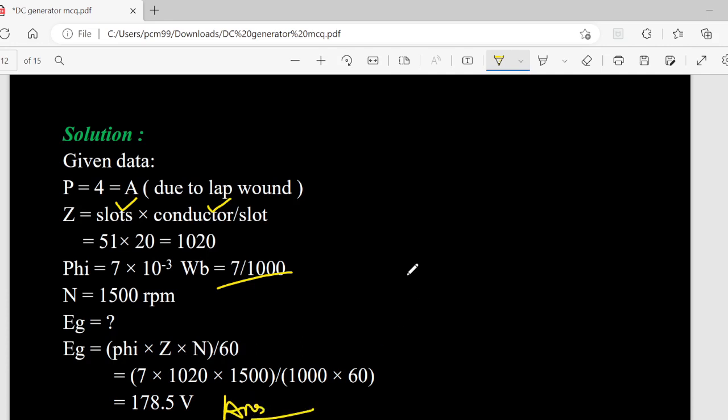Very simple. First of all, you have to write the data, whatever data is given in the question. Then what to find, right? Then what are the formulas associated with the problem, you can write. After that, you will solve easily. Then you will get the answer.